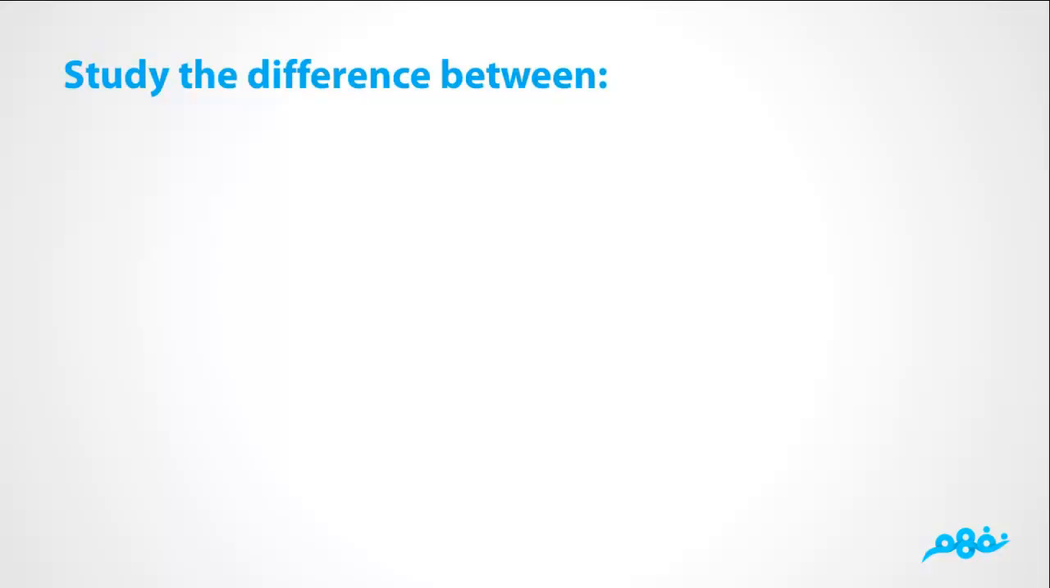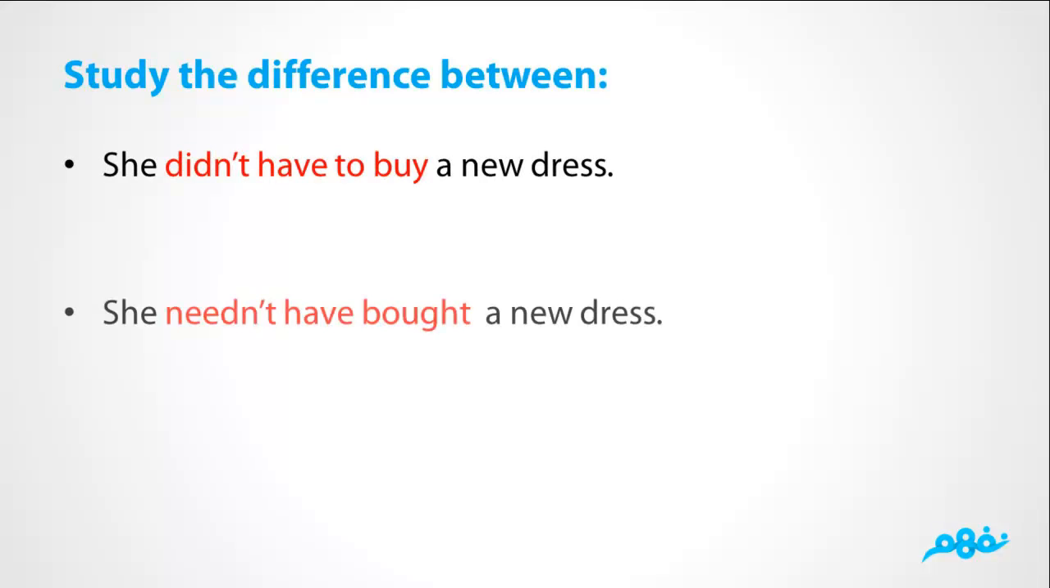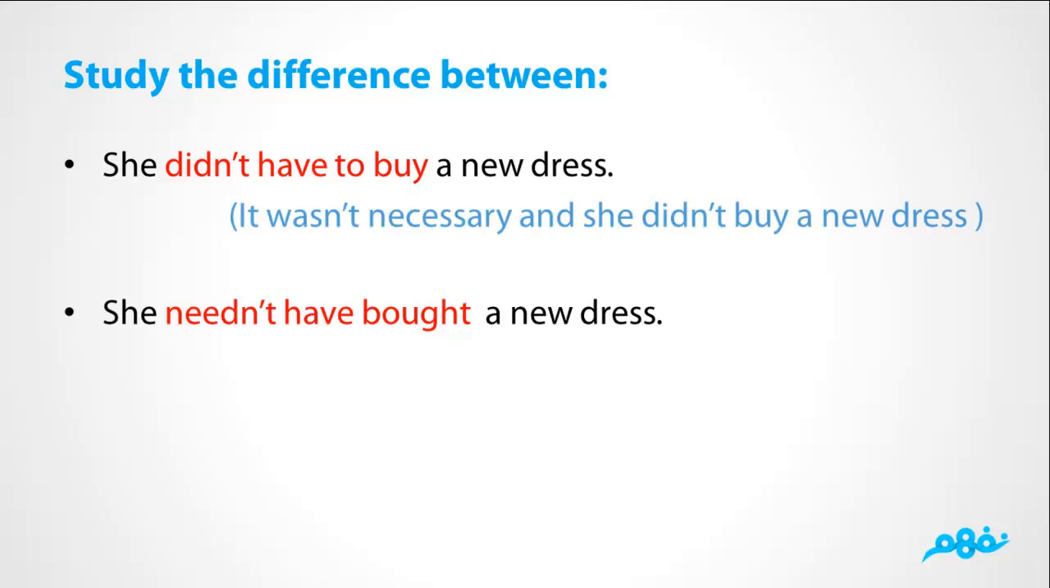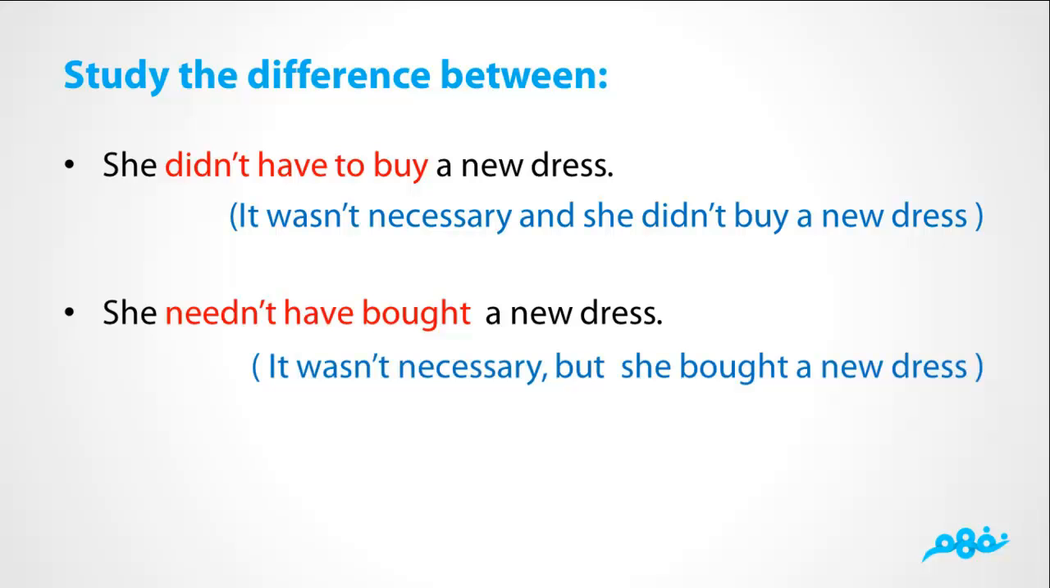Study the difference between she didn't have to buy a new dress, she needn't have bought a new dress. The first sentence means that it wasn't necessary and she didn't buy a new dress. But the second means it wasn't necessary, but she already bought a new dress.